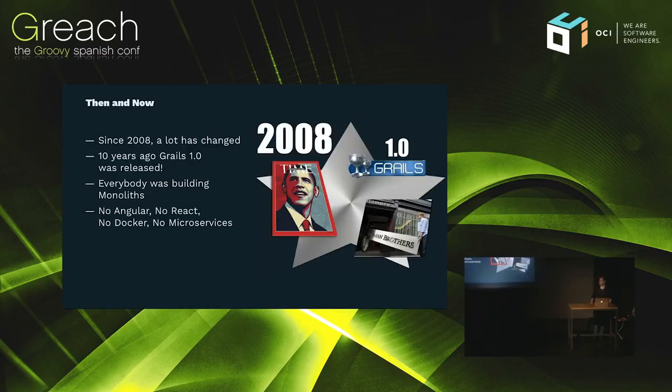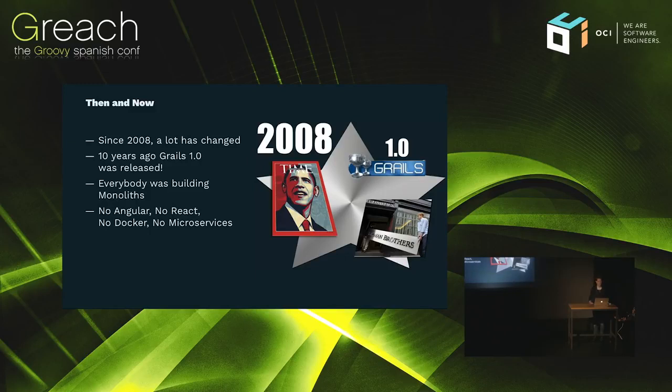So a lot has changed since 2008, 10 years ago. I don't know if you've seen the tweets going around, but it was 10 years ago that we launched Grails 1.0. It's crazy to think that 10 years have passed and Grails, the first official release, is now 10 years old. Back then, things were very different, both in terms of the world as it was, and in terms of the way we were building applications.